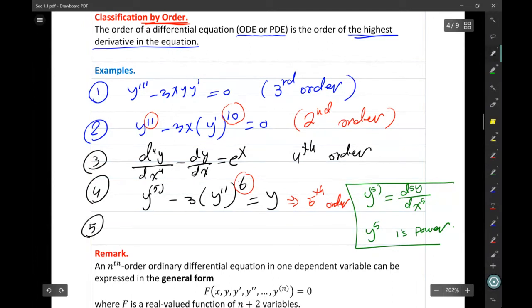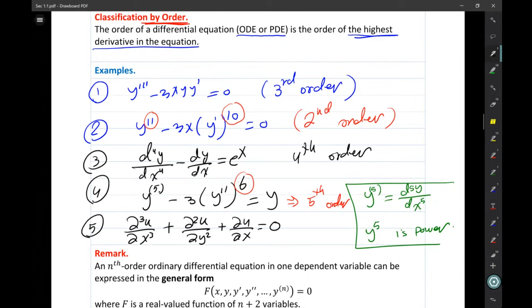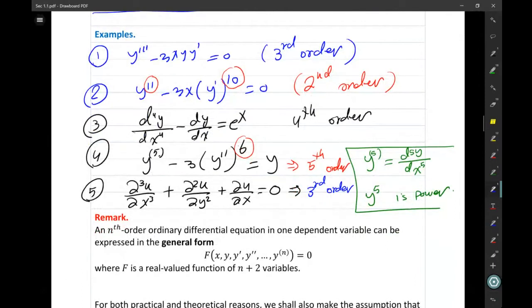Also, number five, take this example. d cubed u over dx cubed plus d squared u over dy squared plus du over dx is equal 0. Now what's the order? This is a partial differential equation. And what's the order here? It is third order. Is it clear now how we can classify the order? First order, second order, third order, which depends on the highest derivative in my differential equation.